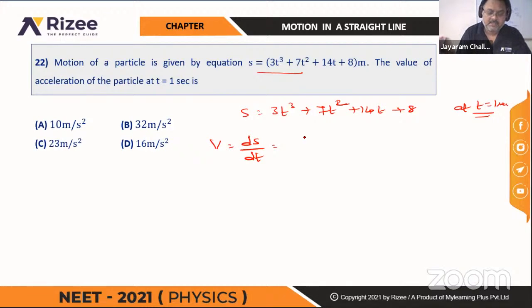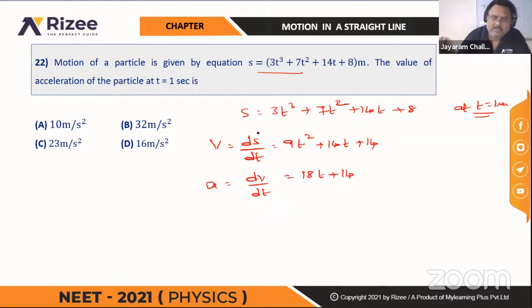First case: v is 9t square plus 14t plus 14. Now when I go for the acceleration, a is equal to dv by dt. So that will be equal to 18t plus 14. This is your acceleration value, and he is asking it at 1 second. So a is equal to 18 into 1 plus 14. So 18 plus 14 comes out to be 32 meter per second square. So this should be your option.